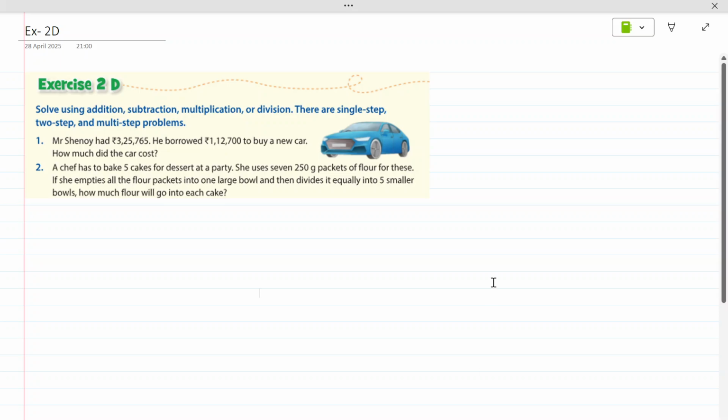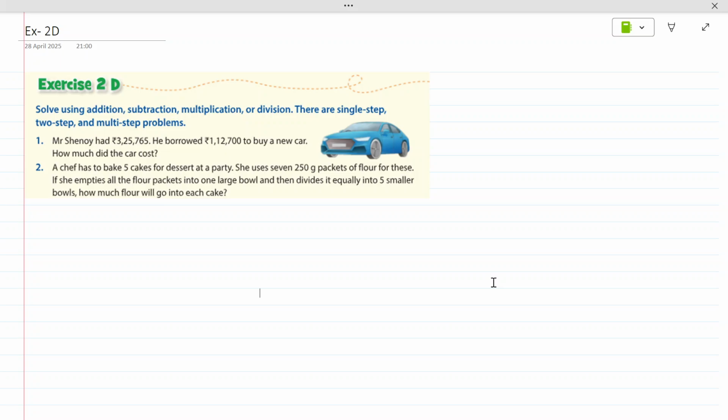Hello kids. So in the last class, we have done the questions on selling price, cost price, profit and loss scenarios, including the overhead charges also in few cases. And now in today's class, we are going to do exercise 2D, where we have a variety of questions on different operations. So when I say operations, that means mathematical operations, which are addition, subtraction, multiplication or division. These are called mathematical operations.